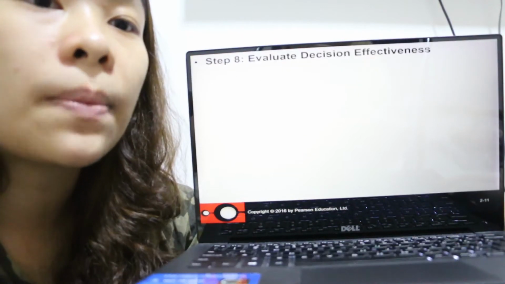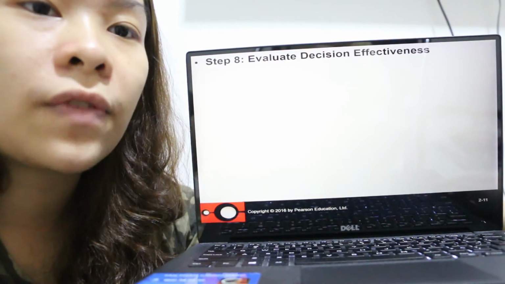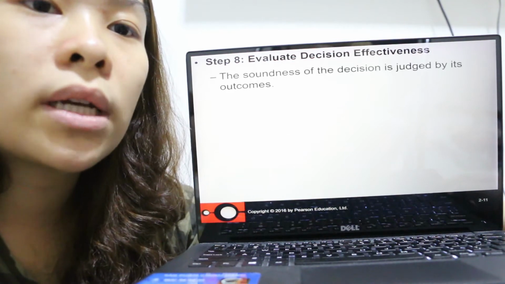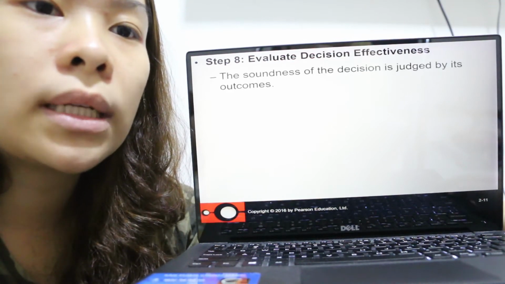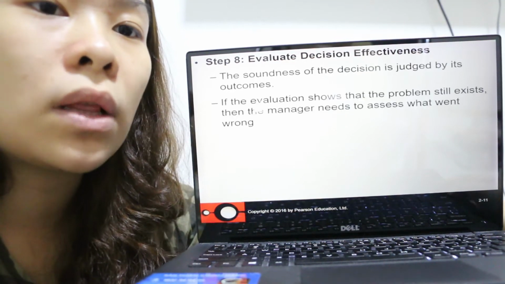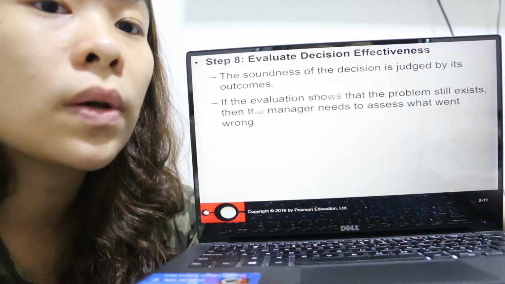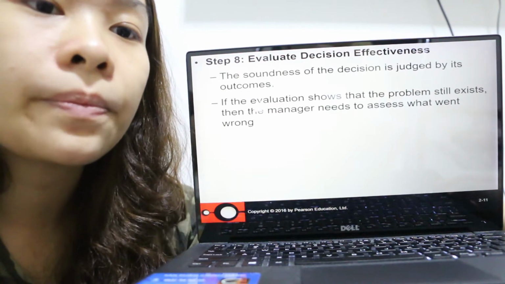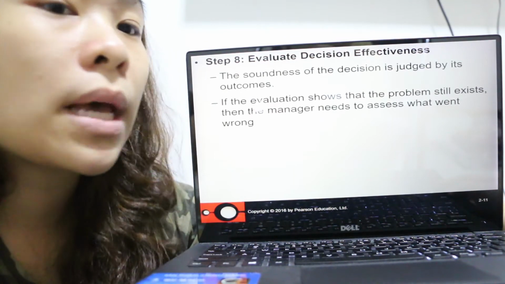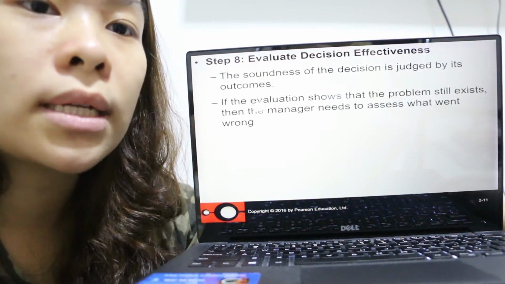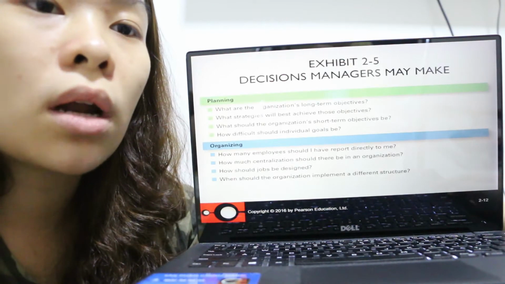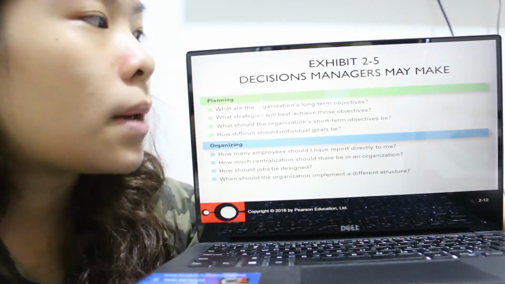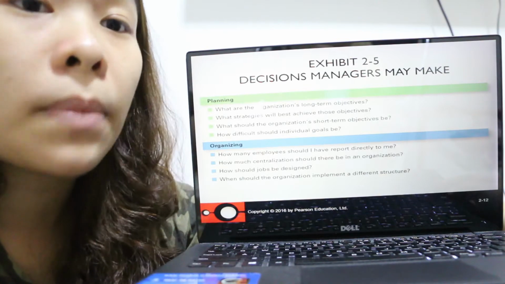And the final step, evaluate decision effectiveness. The soundness of the decision is judged by its outcomes, and if the evaluation shows that the problem still exists, then the manager needs to assess what went wrong. So that is the 8 steps of the decision making process. Now we will move to another part named decisions managers may make.